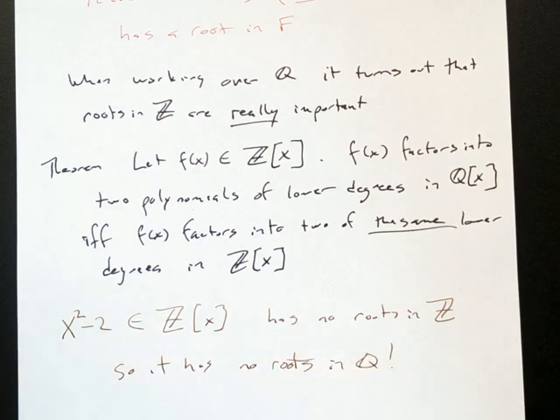And if it has no roots in Q, then those numbers must not be elements of Q. Congratulations, you found a new proof that the square root of 2 is irrational. Well, you found a new to us proof.